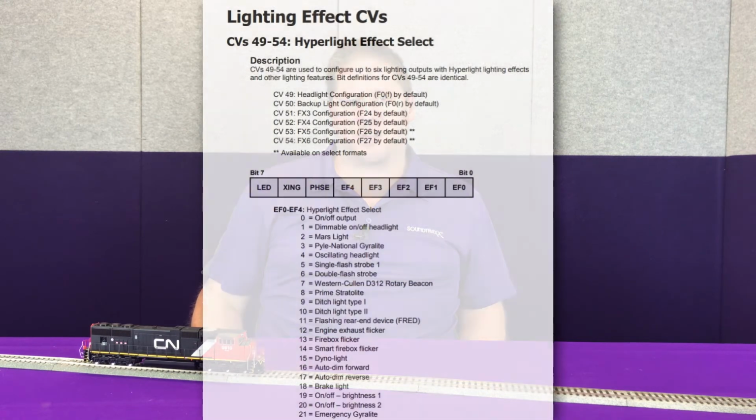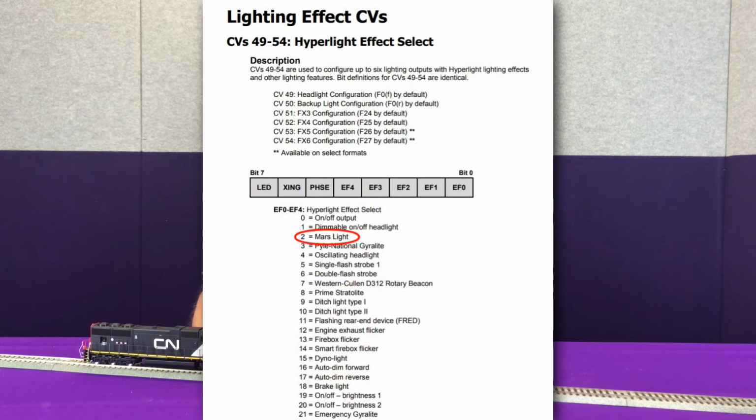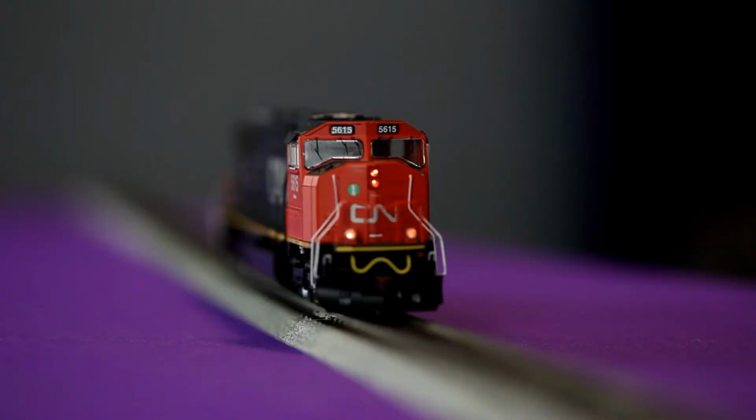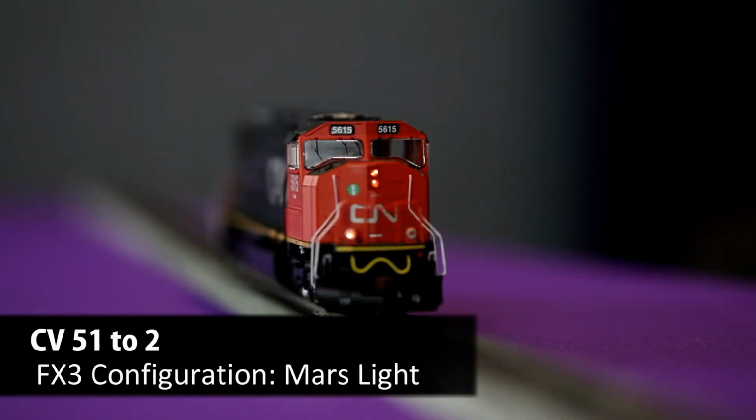And to do this, we take the CV corresponding to the different lighting effect. Now in this exercise, we're going to change the FX3 and the FX4 lighting effect. We're going to make them ditch lights, but first, to show you how it works, we're going to take one of these ditch lights and turn it into a Mars light. So for the FX3, we're going to look at CV 51. And by referencing our user's guide, we see that setting a value of 2 will turn on a Mars light. So let's do that.